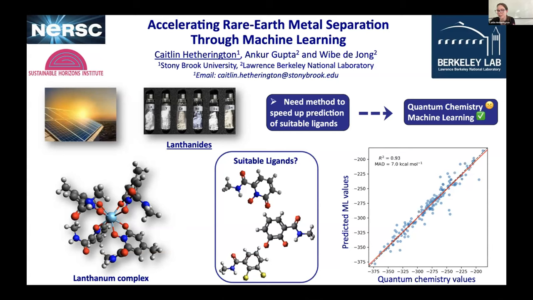And most of these calculations were done using NERSC resources. And this really enabled us to run this very large number of calculations, as well as calculations that are relatively computationally expensive. So this really is a very important step, because this is what's going to make the model be able to make accurate predictions.